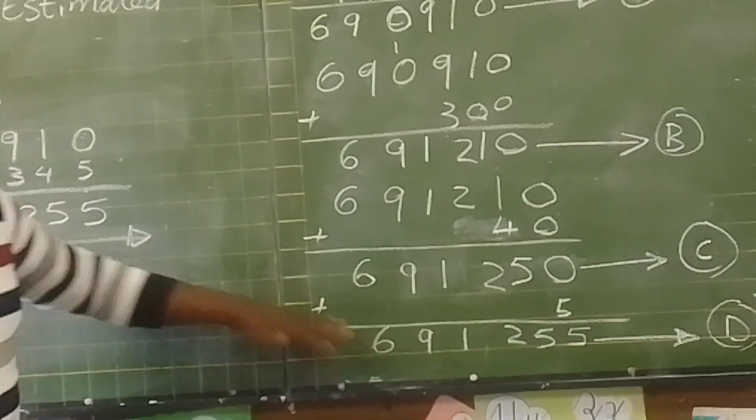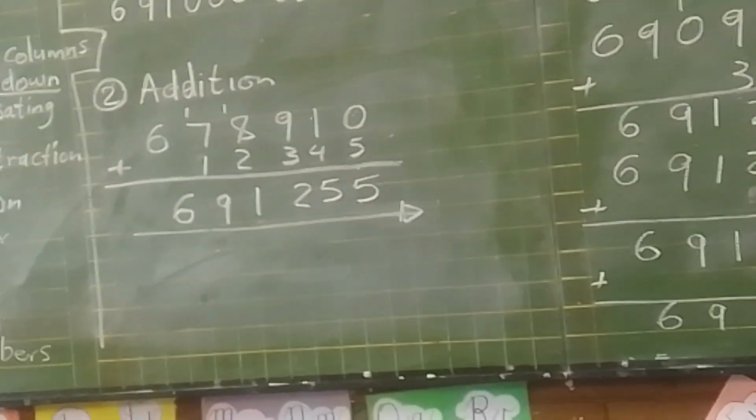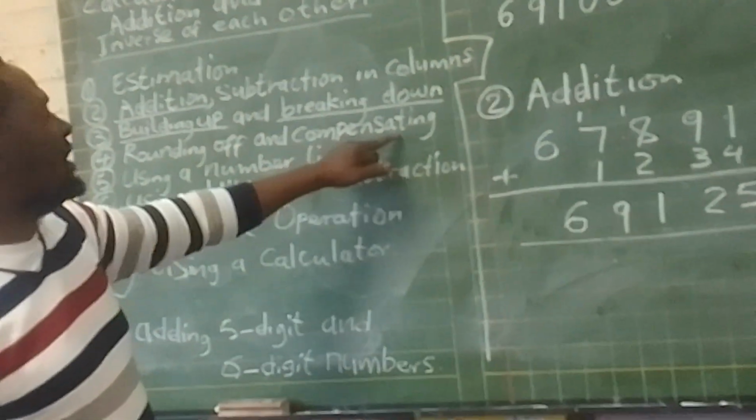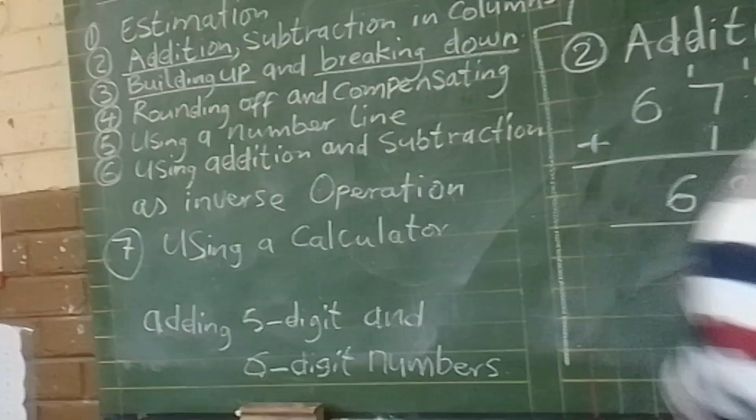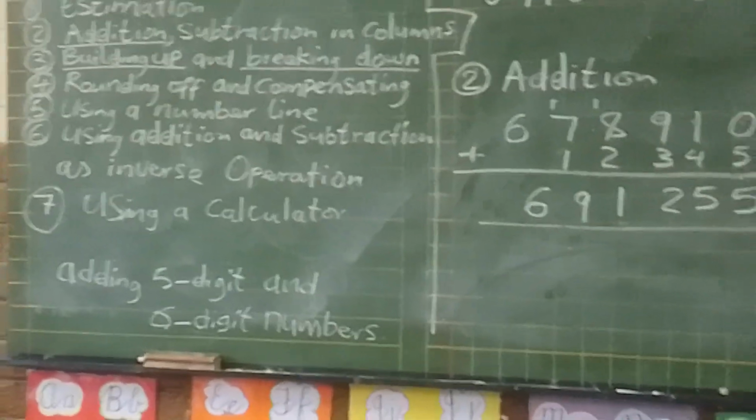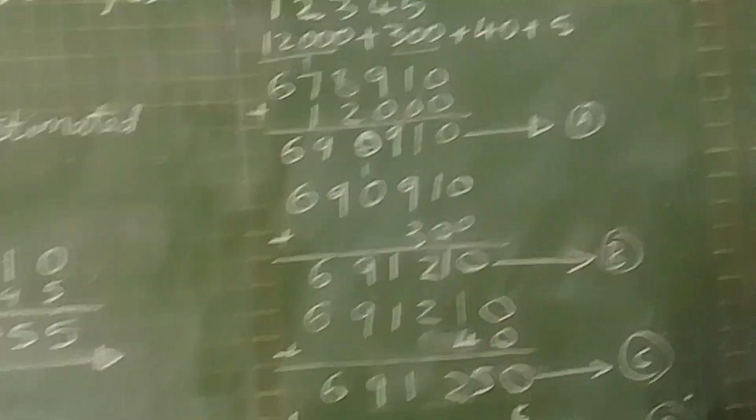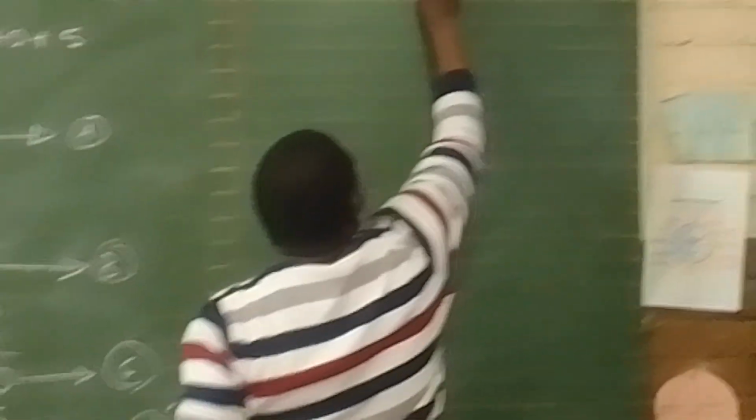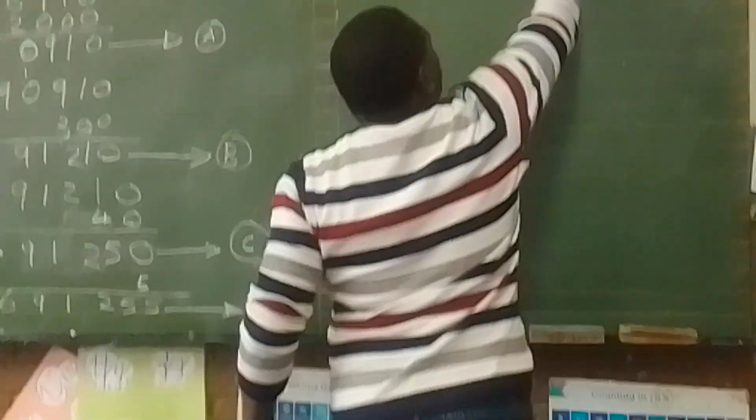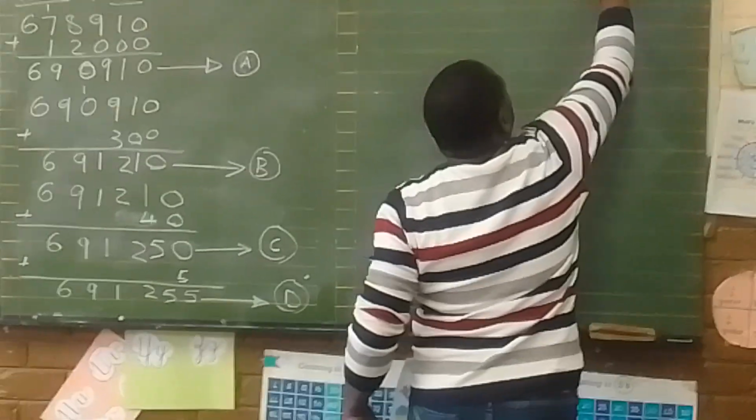Now after here, you're going for number 4. Number 4 says rounding off and compensate. Here, this is what I want you guys to concentrate the most. Round off and compensate.